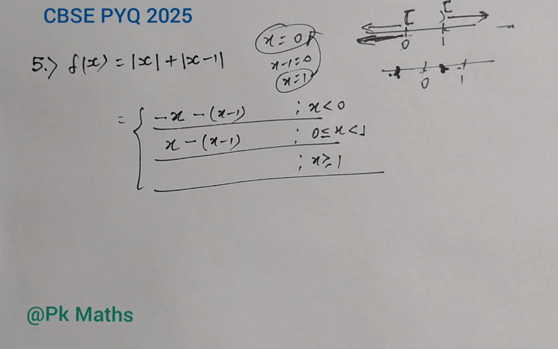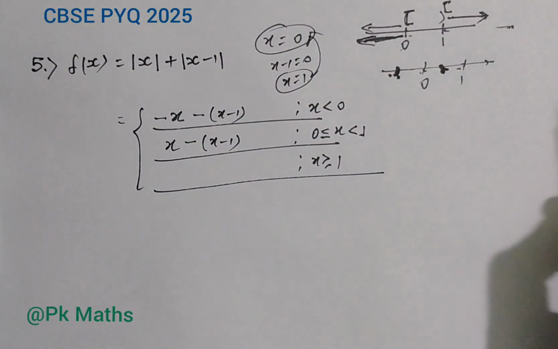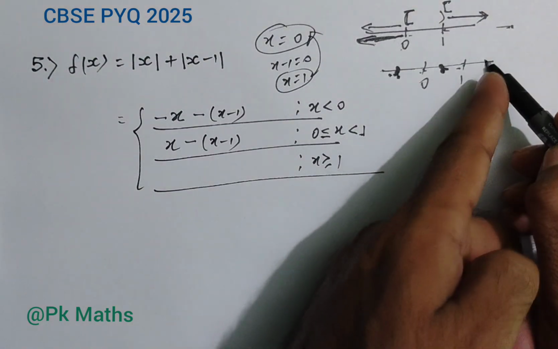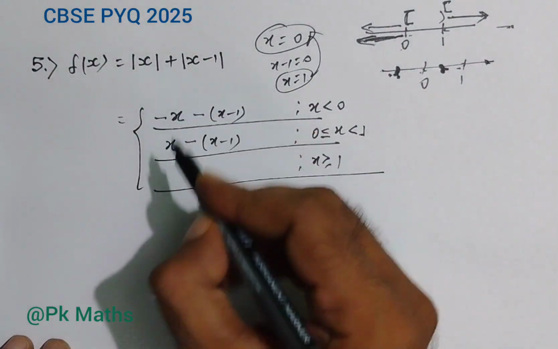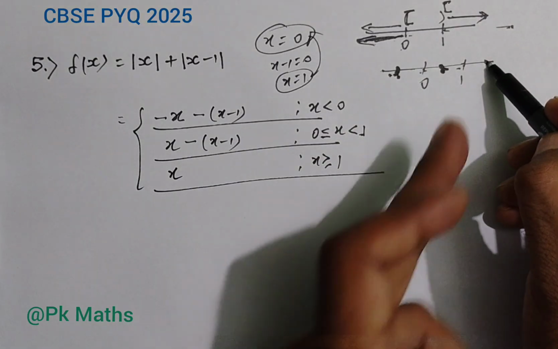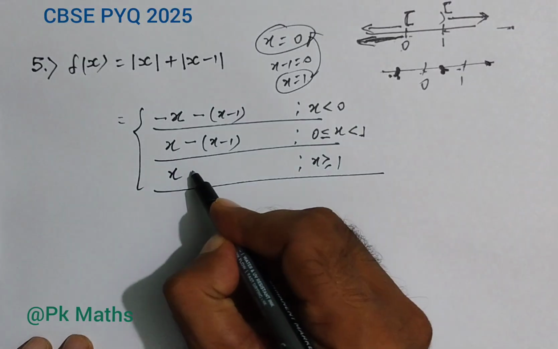Okay? Now for x greater than or equal to 1. Suppose we have one reference point here. So this point is right of 0. It is to the right of 0. So mod x is x. Output is positive. And this point is right of 1 as well. It is to the right of 1. So this is also positive. The second one.